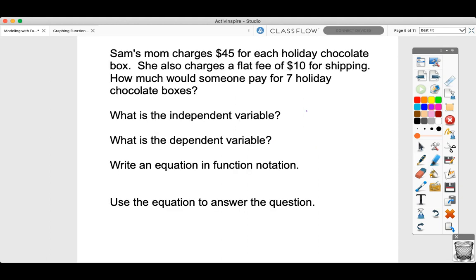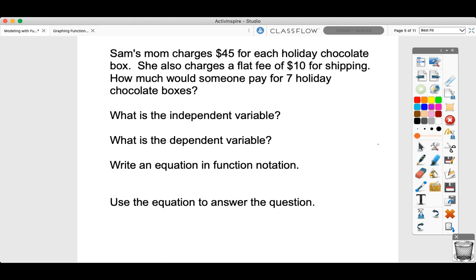So Sam's mom charges $45 for each holiday chocolate box. We already know how much profit she makes, but this is separate. She also charges a flat fee of $10 for shipping, because remember, she only works within a certain radius of her house. How much would someone pay for 7 holiday chocolate boxes? That's a different thing than her normal chocolate boxes.